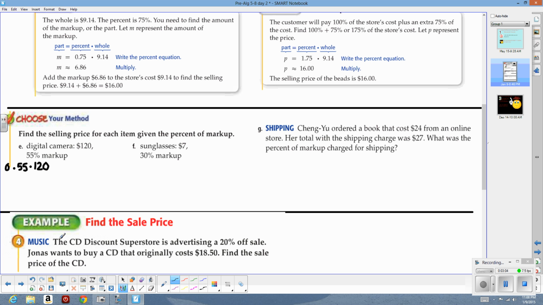You want to grab a calculator. 55/100ths times $120 is $66. So the price of the markup is $66, and we would have to add the 120 plus the 66. That's going to give you the price that they're going to sell it for, because they're going to sell it for what they paid plus the markup, so that's going to be $186.